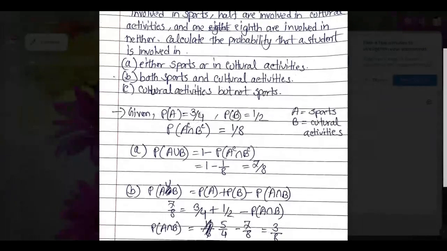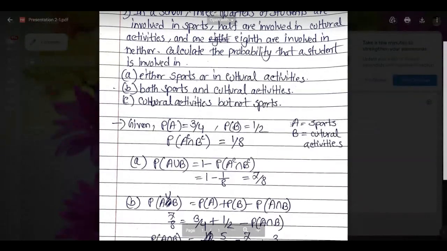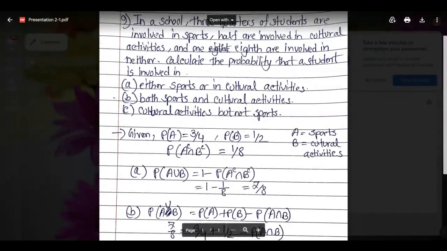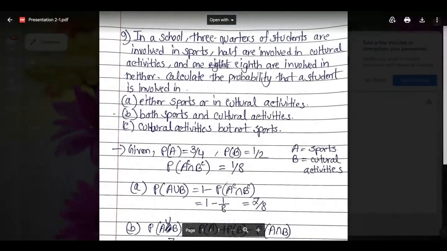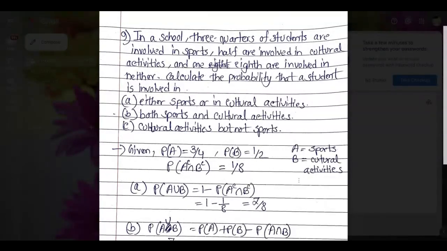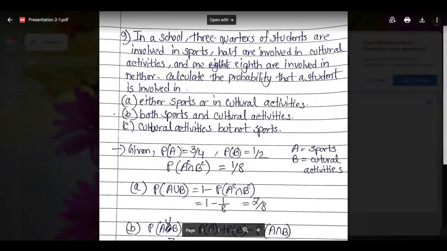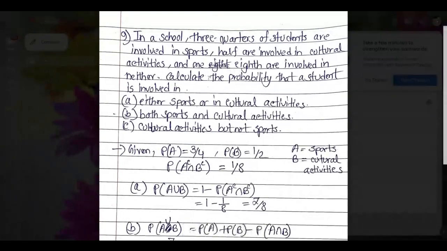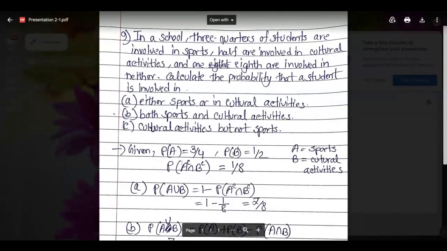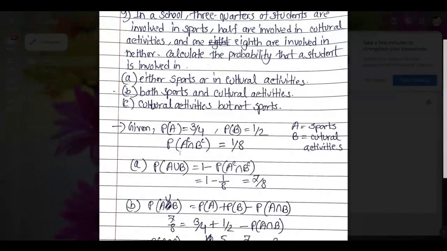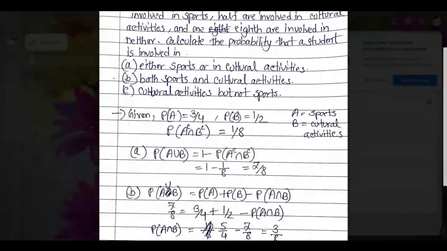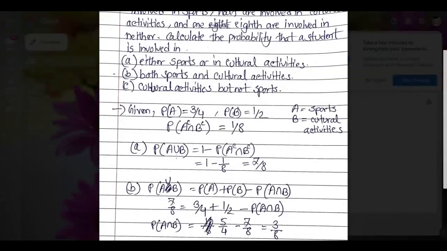So we are given probability A, which is sports, is 3/4, and probability B, which is cultural activities, is 1/2. And then we are given the probability that they are involved in neither. I use the notation here, A complement intersection B complement, which is 1/8, which is given.